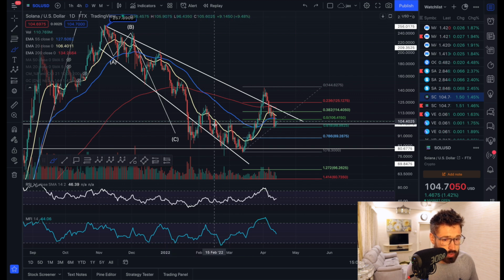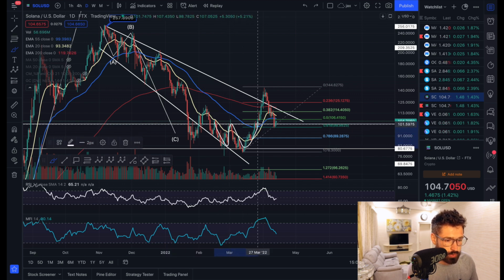You can see here we broke out of this double bottom pattern, beautiful double bottom breakout, met the technical target, and we come all the way back to back test it as support.